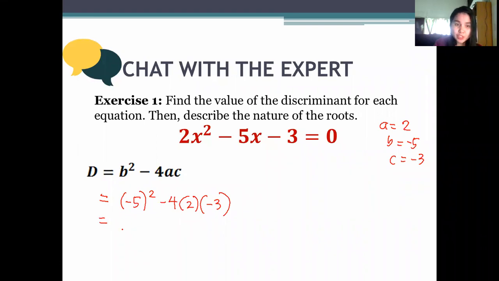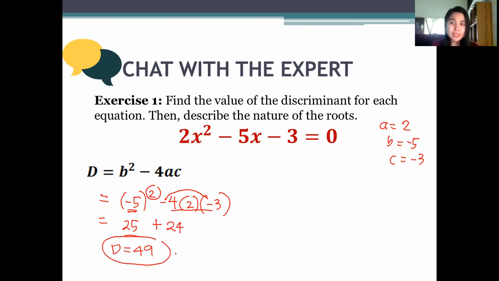-5 squared is 25. Again, when a negative number is raised to an even exponent, the answer is positive. Next, negative times negative. Oh, there are two negatives. So that's plus. 4 times 2, that's 8. Times 3, 24. So our D is equal to 49. Now, it's positive. Is 49 a perfect square?